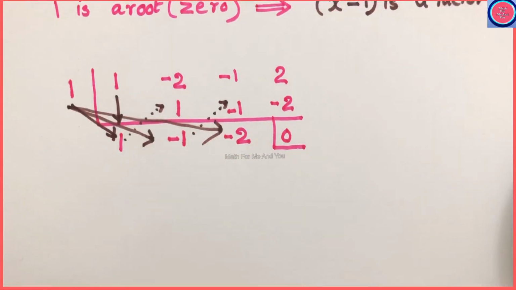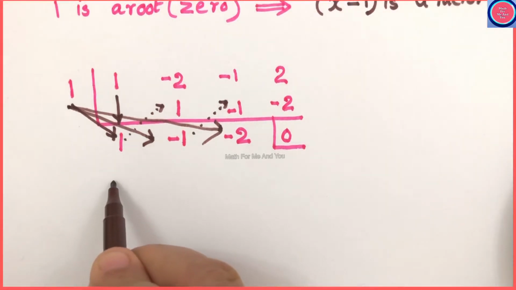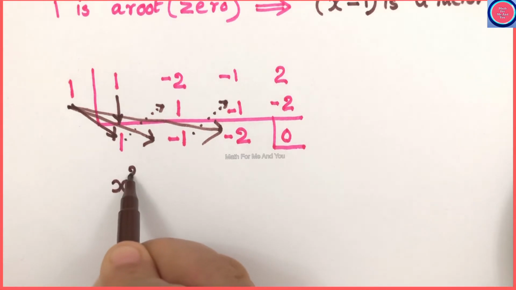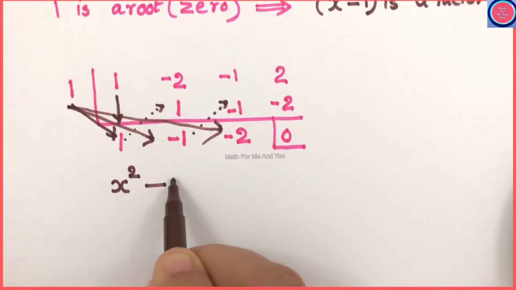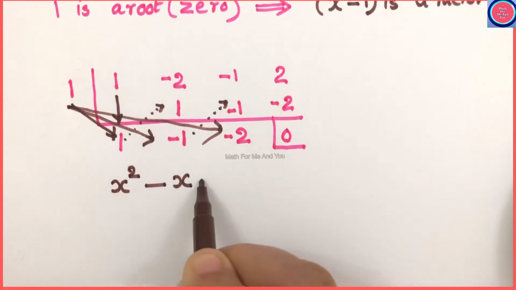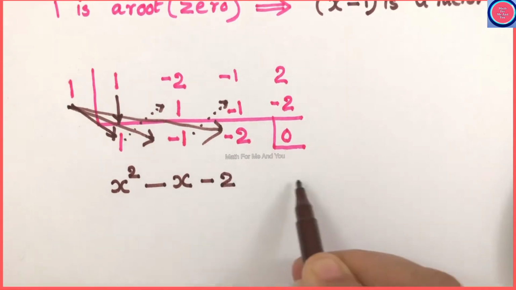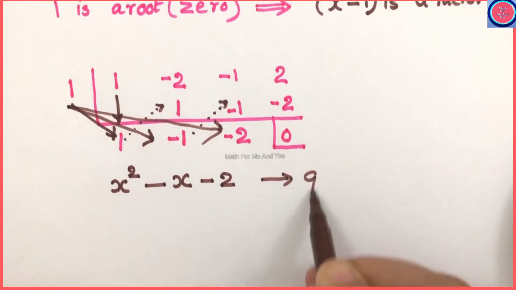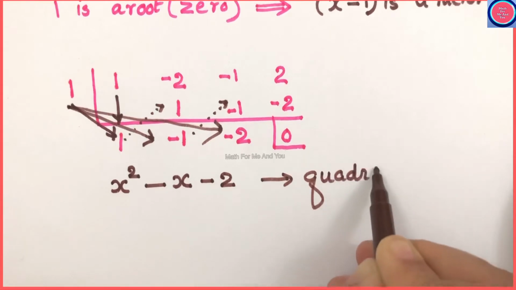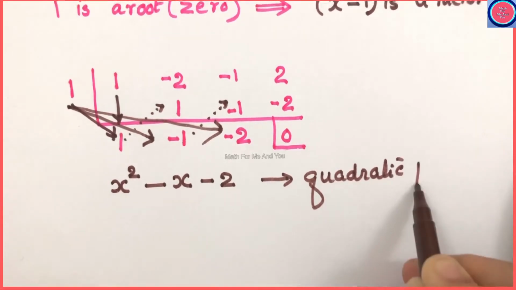1, minus 1, minus 2. The first number is 1. It is the coefficient of x square. So we can write 1x square. That means it is x square. Second number is minus 1. It is the coefficient of the second term, that is x. So we get here minus 1x or minus x and then minus 2. What we have got? We have got a quadratic polynomial.